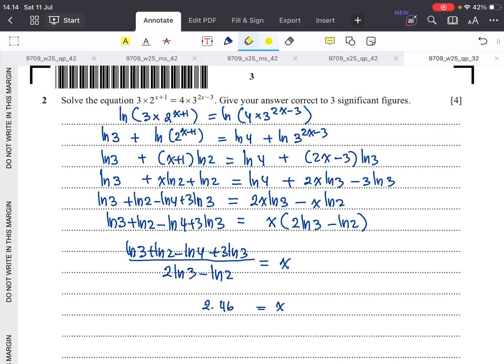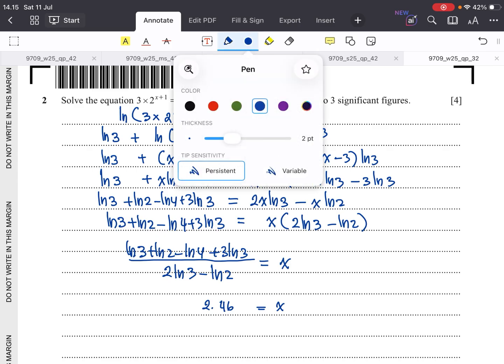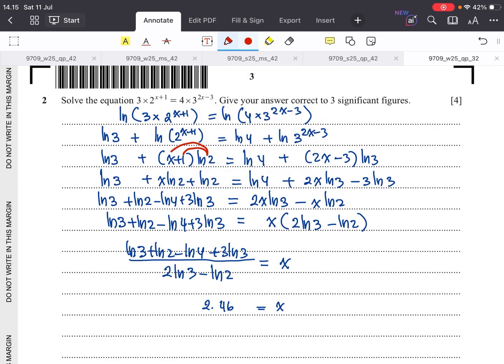And then the power, we use the power law of logarithm. It will be multiplication here. Do the same thing also there. And then the next step is to expand this parenthesis, so multiply 1 by ln 2. This one also we expand this expression, multiply 1 by ln 3. So it will be like this one.